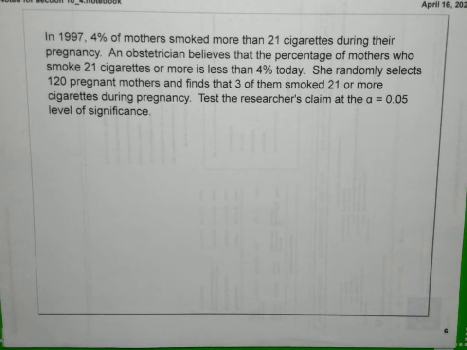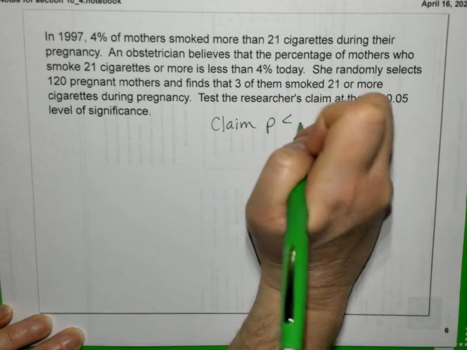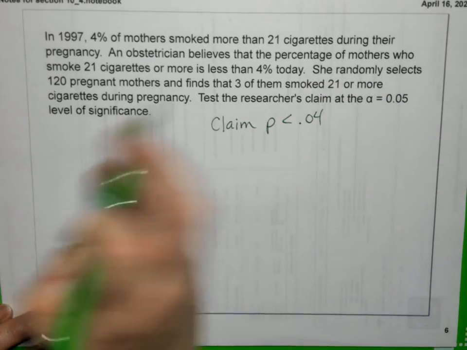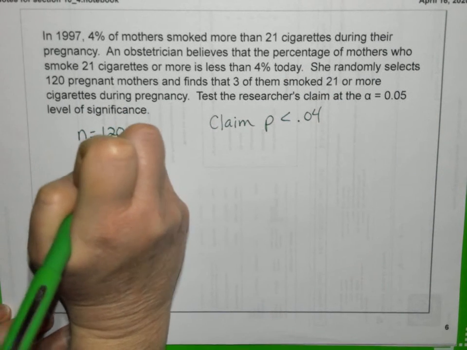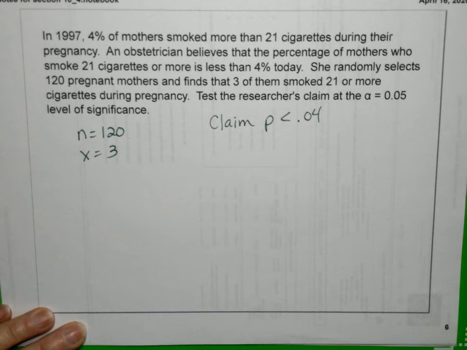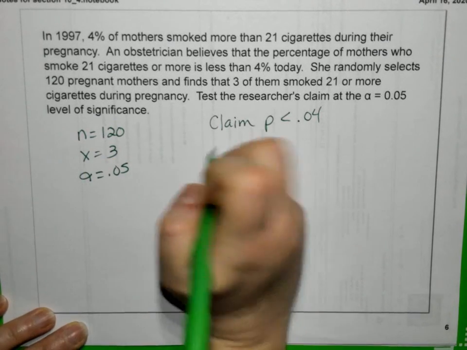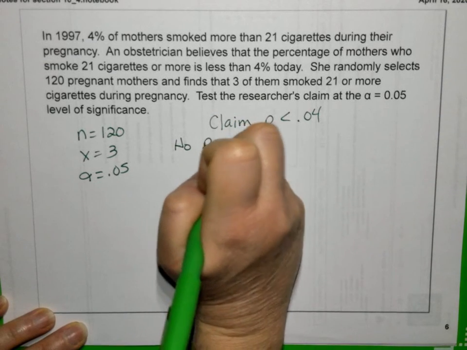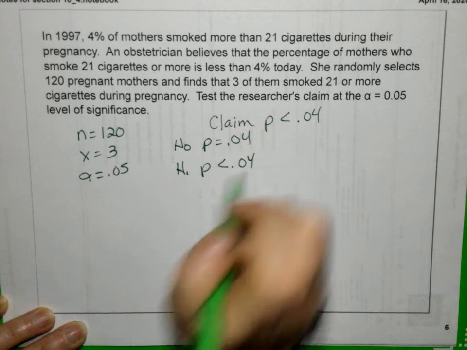In 1997, 4% of mothers smoked more than 21 cigarettes during their pregnancy. An obstetrician believes the percentage of mothers who smoke 21 cigarettes or more is less than 4%. So the claim is p less than 0.04. She randomly selects 120, so n is 120, and finds that 3 of them, X equals 3, smoke 21 or more cigarettes. We have alpha is 0.05, and we have H sub 0: p equals 0.04, and H sub 1: p is less than 0.04.